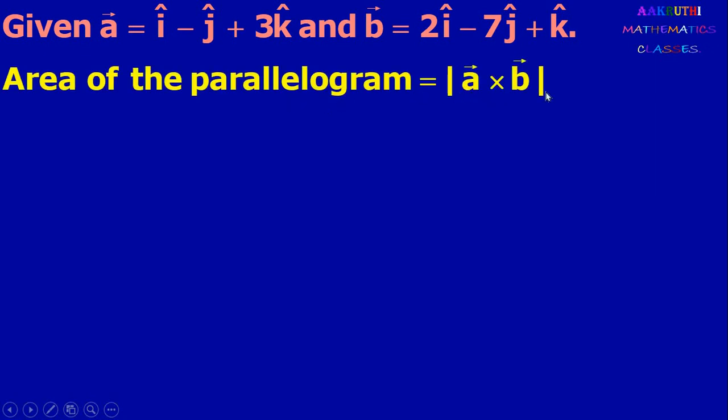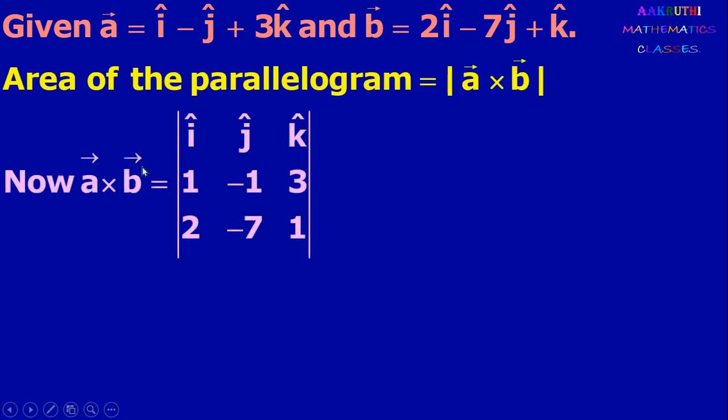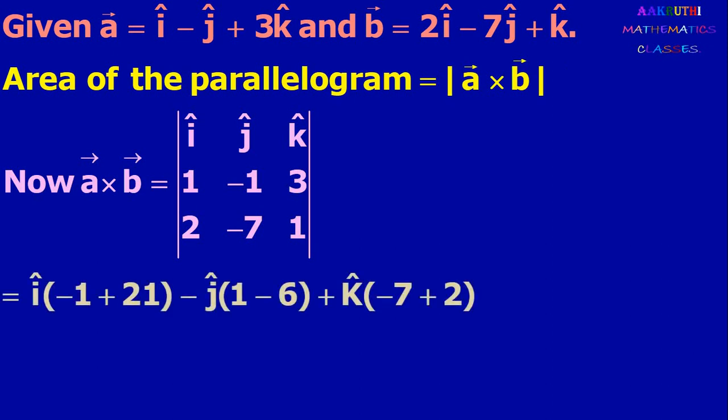It is the magnitude of A vector cross B vector. First find A vector cross B vector here. Determinant of i j k, then 1 minus 1 3, then 2 minus 7 1. So when we expand, we get i into minus 1 plus 21, minus j into 1 minus 6, plus k into minus 7 plus 2. And when we simplify this, we get 20i plus 5j minus 5k. Therefore, A vector cross B vector is 20i plus 5j minus 5k.